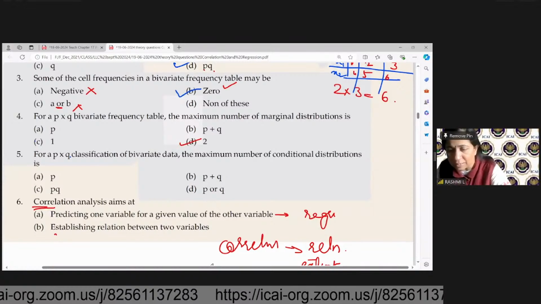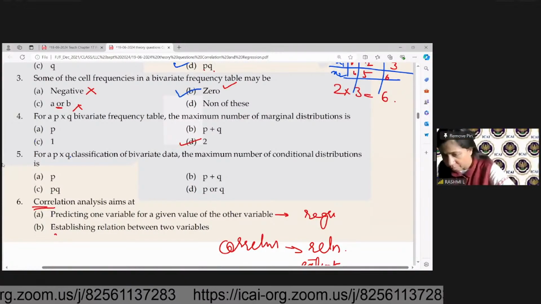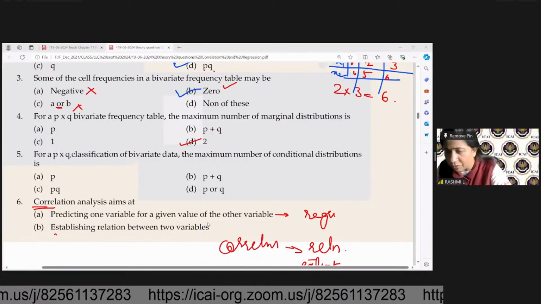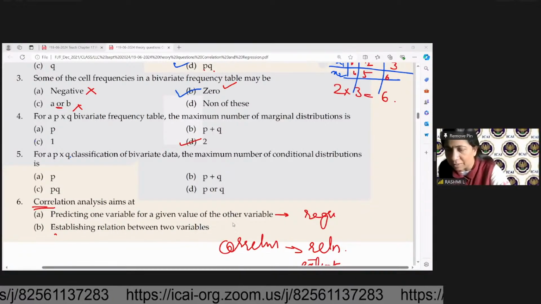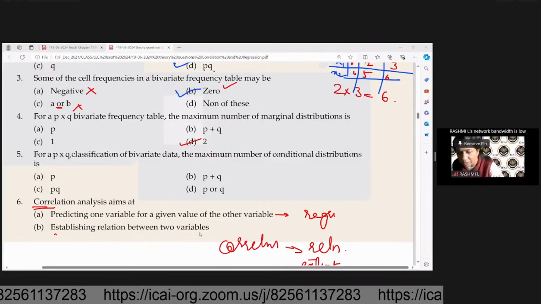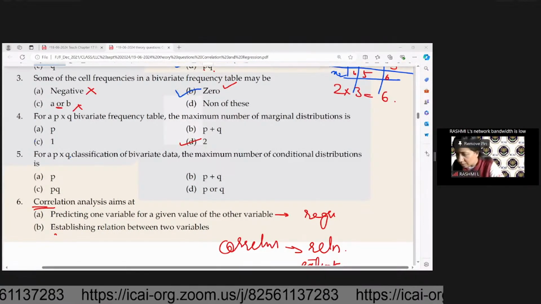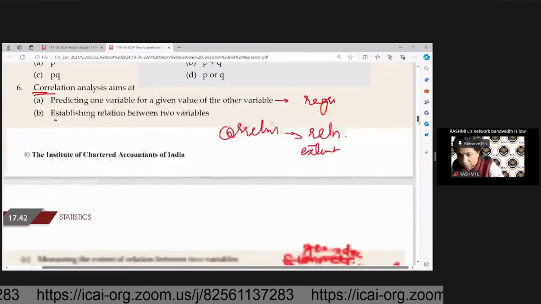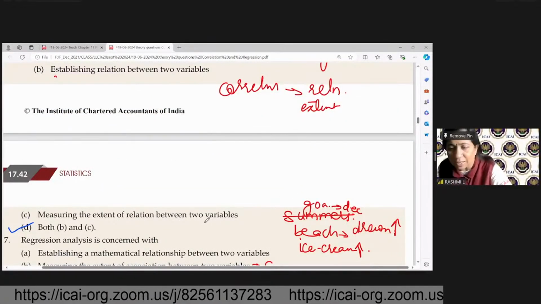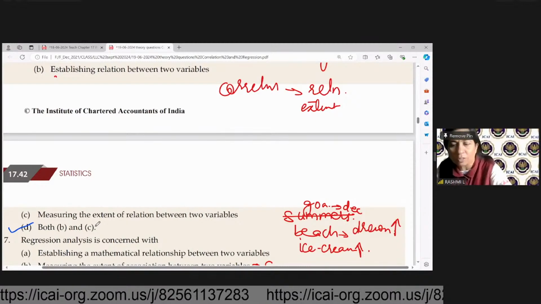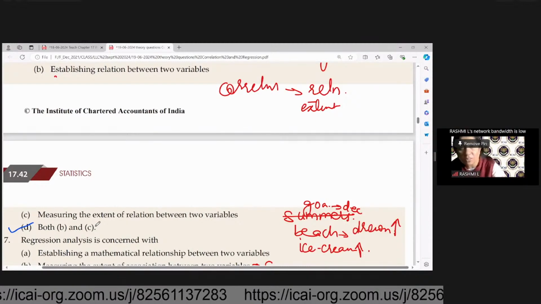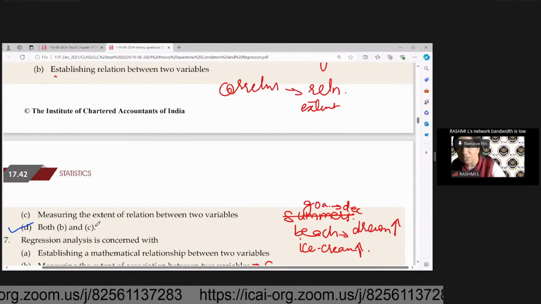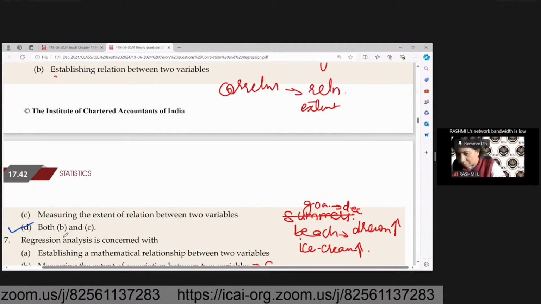Correlation analysis aims at predicting one variable for a given value of other variable. That is the regression. Establishing relationship between the two variables. Measuring the extent of the relationship, both B and C. So it not only established relationship, but also tries to measure the extent of the relationship between two variables. Okay.